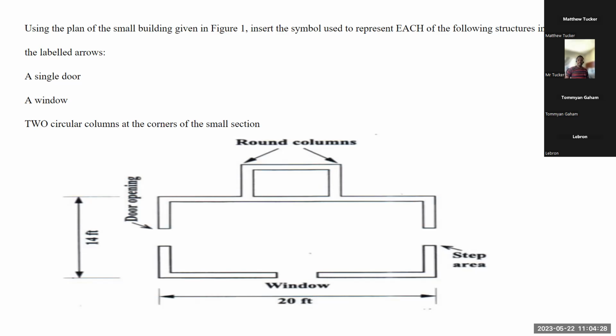So, building technology, people, is a mixture of technical drawing, woodworking, and construction all together. All of them link in building tech and furniture. Where it says use the plan of the small building given in figure 1, insert the symbol used to represent each of the following structures indicated by the labeled arrows. So you see an arrow here, here, here, here. It says a single door. This is the door opening. A window. This is the window.